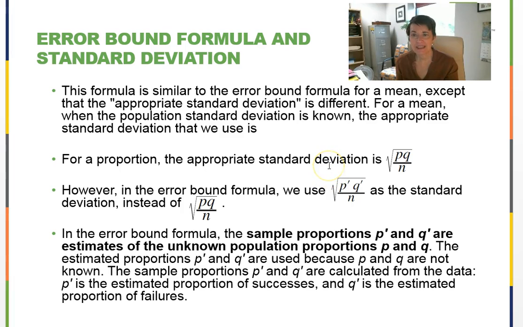So this formula is similar. The error bound formula for standard deviation, it's a similar one. Standard deviation is just going to be this p times q divided by n. Remember, p is the probability it's going to happen, q is the probability it's not going to happen. In the error bound formula, we use p prime and q prime as the standard deviation instead of p and q. So you're just talking about the proportions rather than the percentages. Let's see if we have an example coming up.